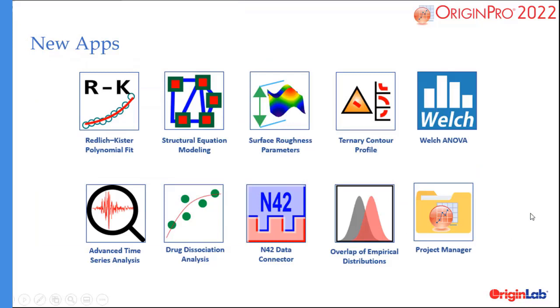Several new apps have been introduced. You can check them out and they are free. You can download the demo and use them as well though. One app in particular is the N42 data connector, which can bring in data from N42 files, which contains radiation measurement data, typically used in homeland security systems.